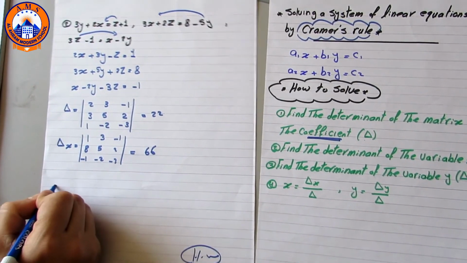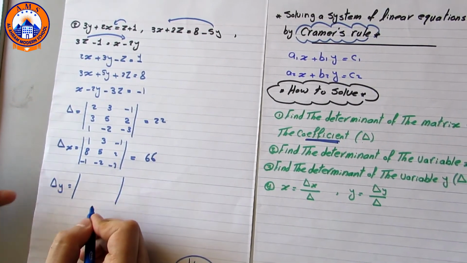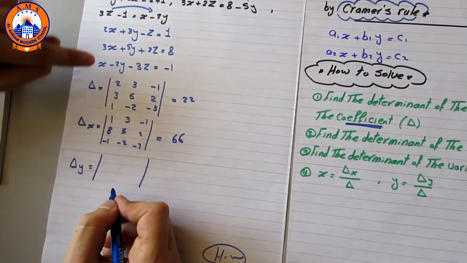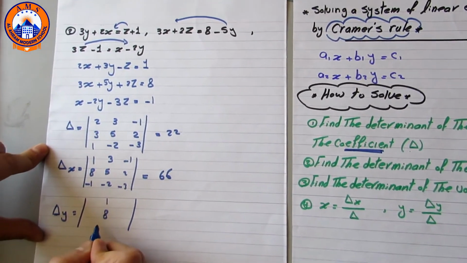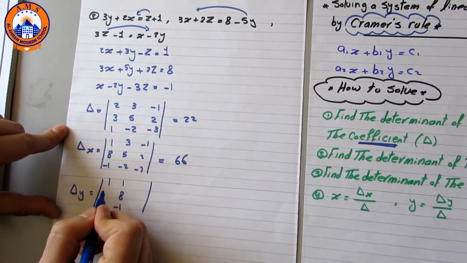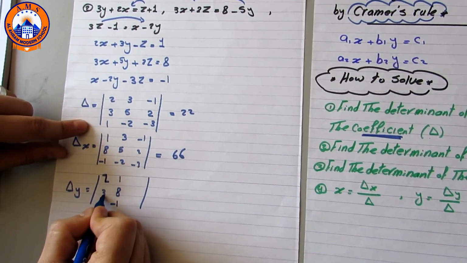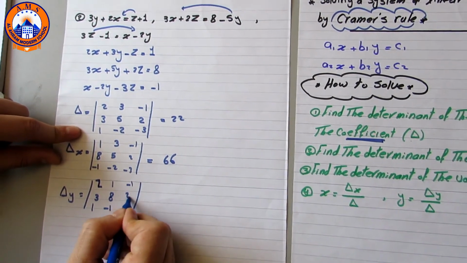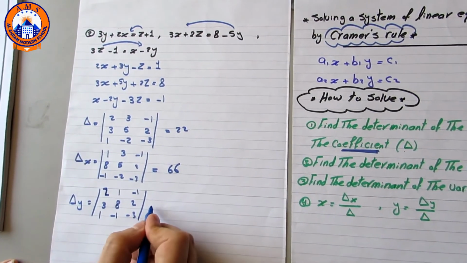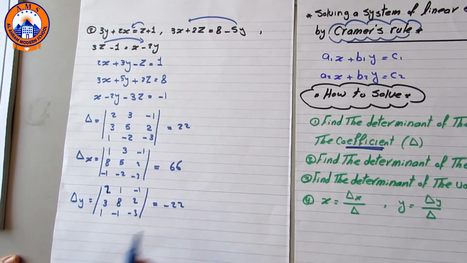The result will be 66. Delta y. How to find delta y? You have to change the coefficients of y by the constants: 1, 8, negative 1, and write x and z: 2, 3, 1, negative 1, 2, negative 3. And find the value of delta y. The result will be negative 22.